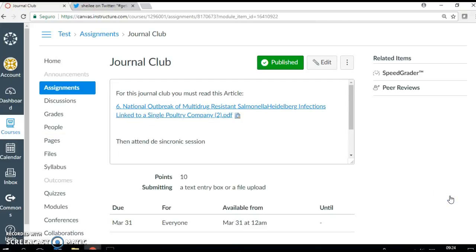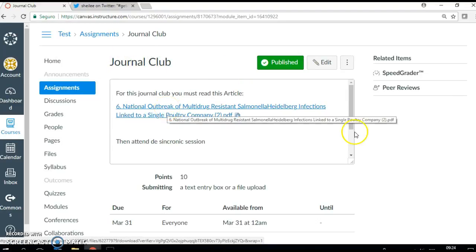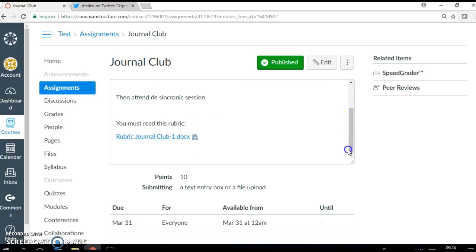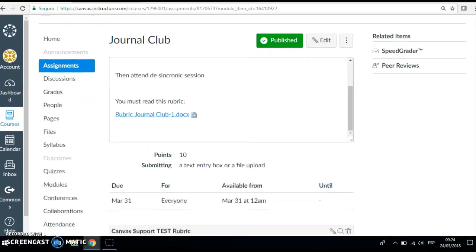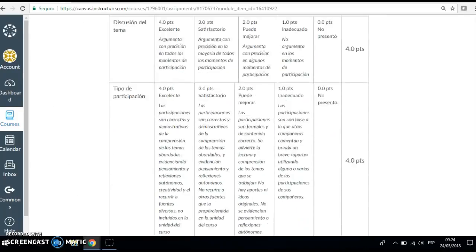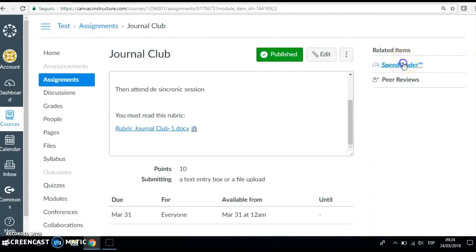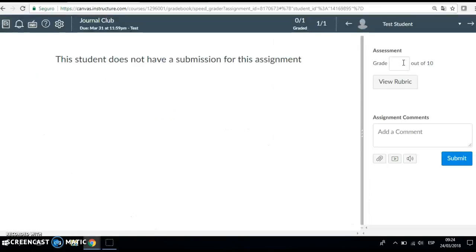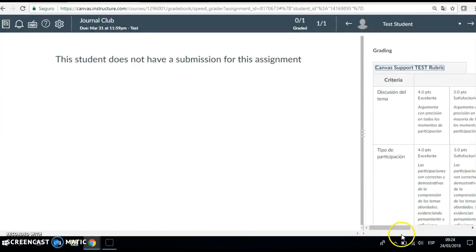At last, I just want to show an example where I use rubrics. For example, here's a journal club where I put just here an article to read. And here is the rubric they can download, and also in Canvas you can see here what the rubric is for, and also we have a speed grader that helps us to evaluate the student in an easier way.